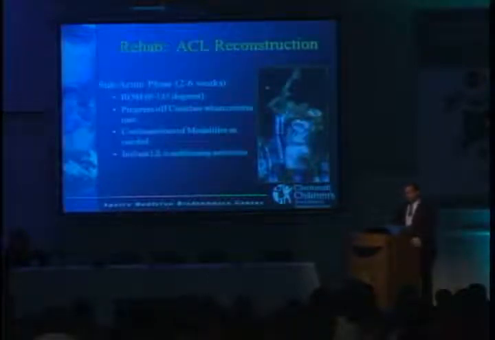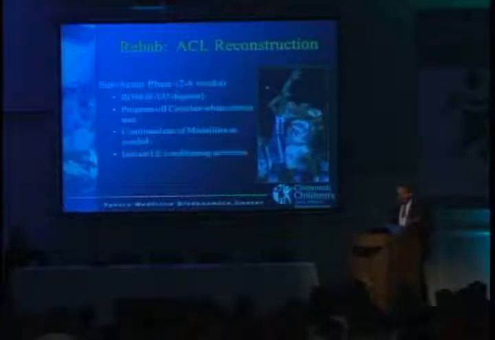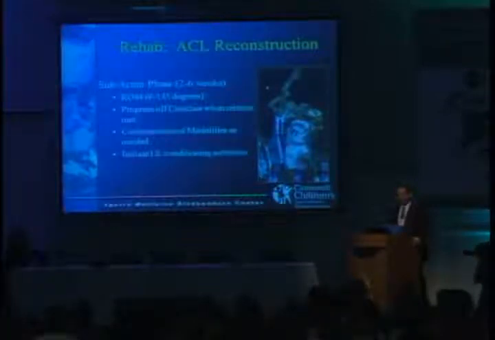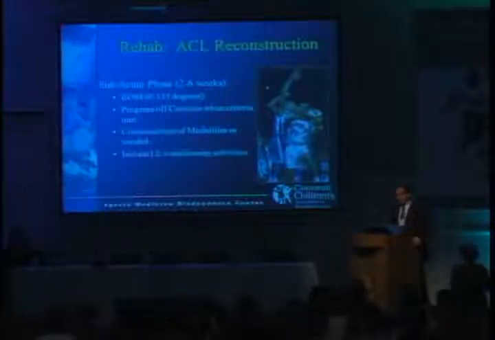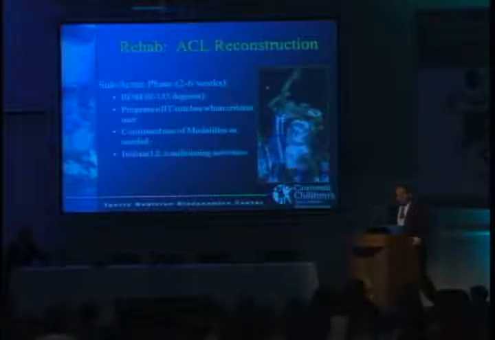As we move forward into the subacute phase, we have to ensure that they have good range of motion. Our goal is to progress the range of motion over the next several weeks to their full range of motion, being 135 to 145 degrees of flexion. We want to ensure that they're progressing off crutches when they've met those criteria, which I previously mentioned. We continue to use modalities as needed to enhance quadricep recruitment and also control effusion and swelling. And we want to initiate more lower extremity conditioning activities.